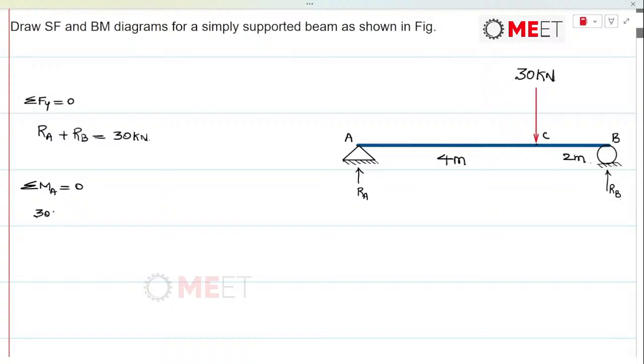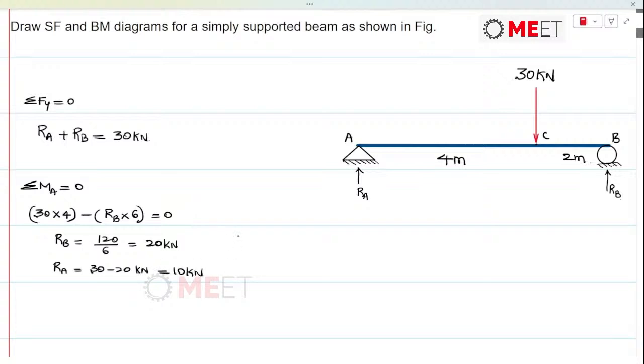So 30 into perpendicular distance 4, minus the reaction at the other point B, which is RB into the perpendicular distance from A to B, 6 meters, and this is equated to 0. So RB here will be equal to 120 divided by 6, which is 20 kilonewtons, and RA will be equal to 30 minus 20, which is 10 kilonewtons.